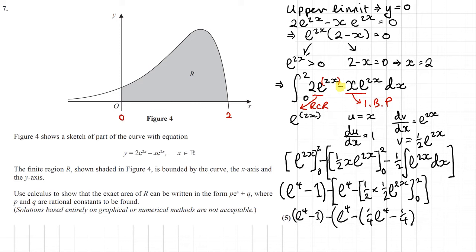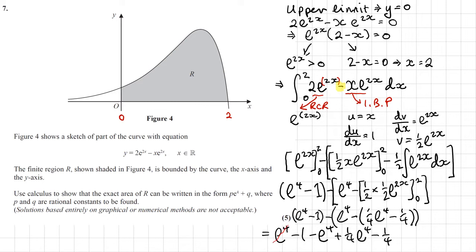Right, let's simplify this and see what we get. So e to the 4 minus 1. Then I'm going to subtract e to the 4. Then I'm going to be subtracting minus a quarter e to the 4, so it's actually adding a quarter e to the 4. And then this minus and this minus will make it a plus, and that will make it a minus. So then the last thing at the end is minus a quarter. So we're going to simplify all of this.